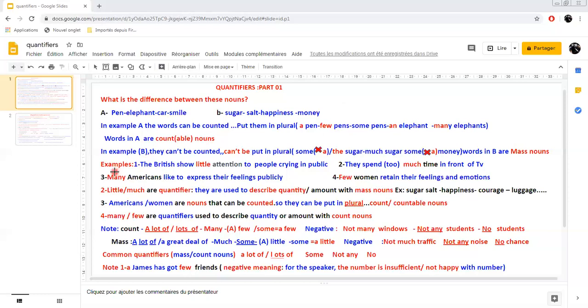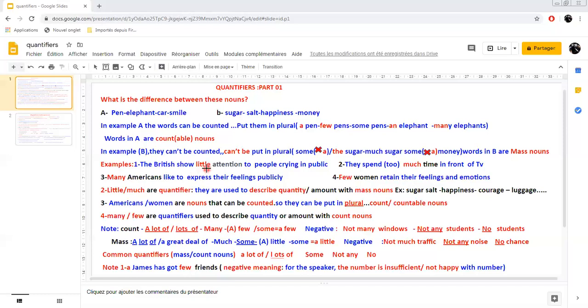Now, have a look at these examples here. These are examples from the text expressing feelings. So the first example: the British show little attention to people crying in public. Number 2: they spend much time in front of TV. 3: many Americans like to express their feelings publicly. And number 4: few women retain their feelings and emotions.